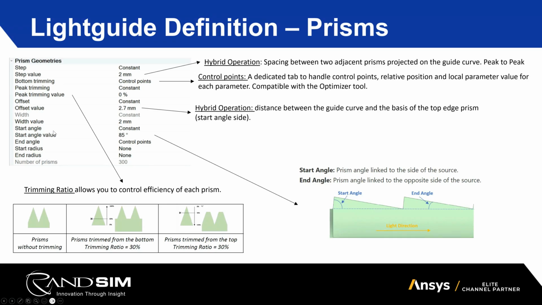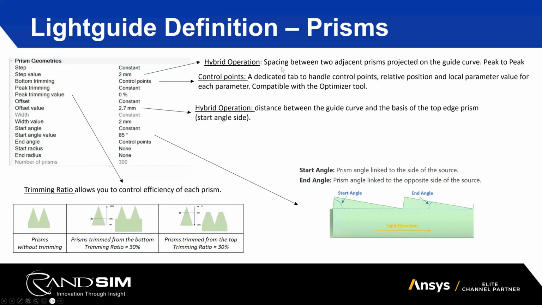And then we have our start and end angles. So when you're creating a prism, these are probably some of the most important definitions to have available here. So your start angle is what's coming from the beginning, because where our light is going in this scenario is to the right. And then our end angle is the end angle. There we go.